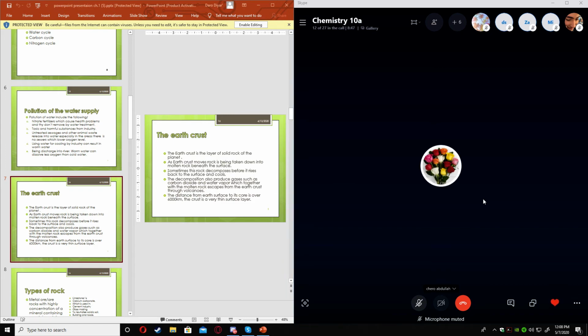And as we said, decomposition also produces gases such as carbon dioxide and water vapor, and they will escape with the molten rock through volcanoes. And you should know the distance from the Earth's surface to its core is over 6,000 kilometers. As we know, the crust is a very thin layer. Do you have any question, please?